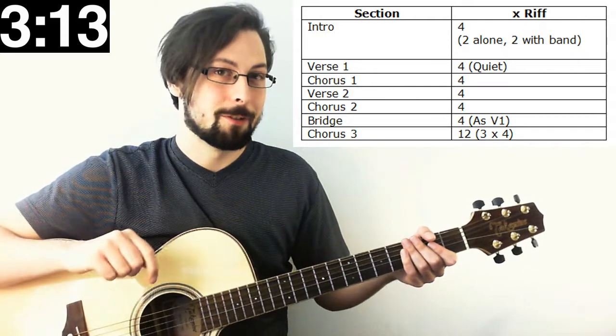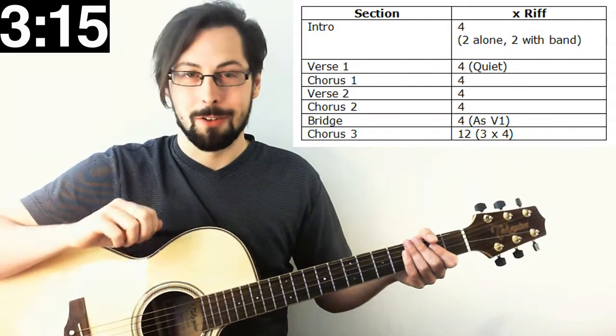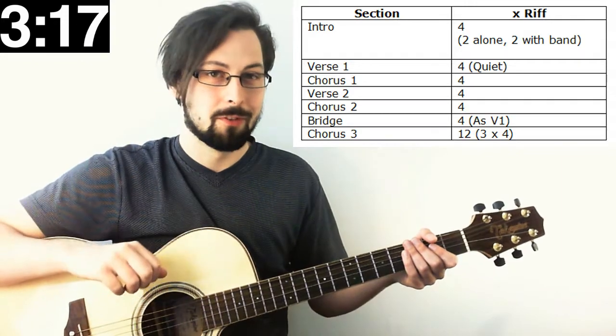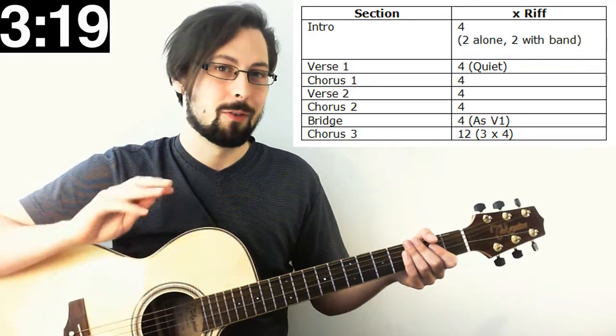For the final chorus, which just in an effort to buck the trend is in fact 12 cycles of riff, which you could think of as 3 cycles of 4.